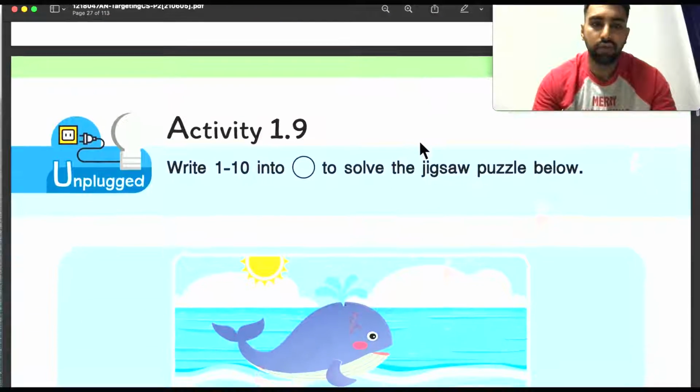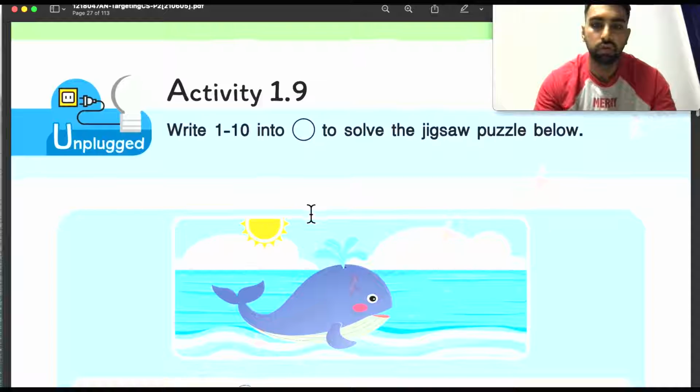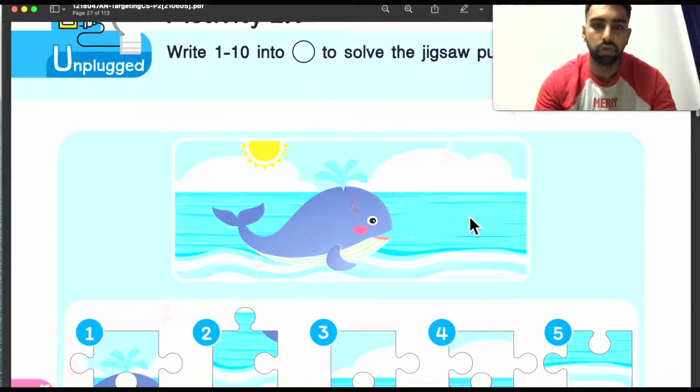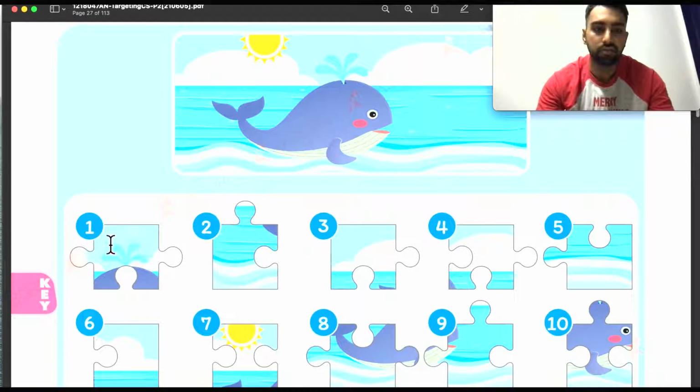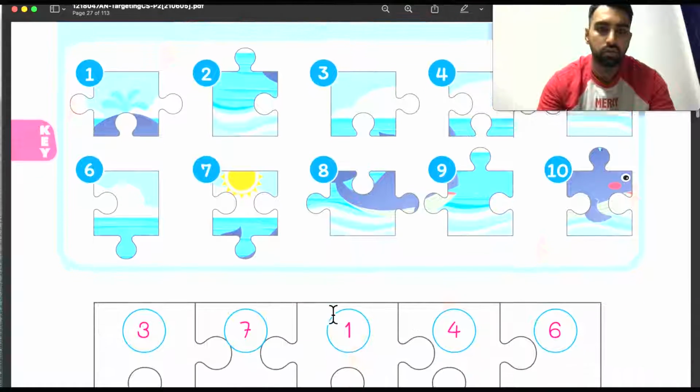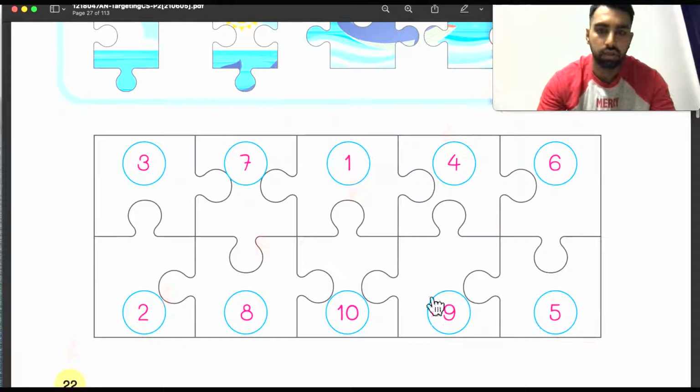Okay, now we have activity 1.9. This is the one you're going to do, a puzzle below. Okay, you have to check out the picture, and then it has numbers on it, 1 2 3, so you have to place it into the correct order like this. All right, as you can see. So this is what you're going to do for yourself.